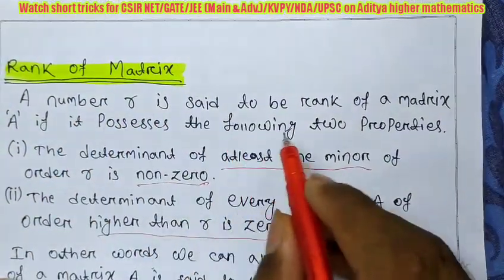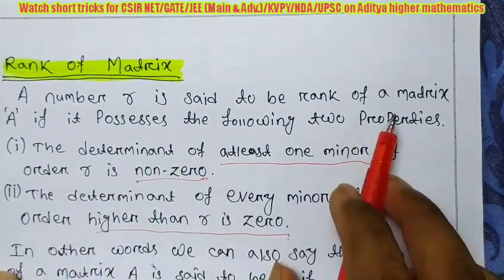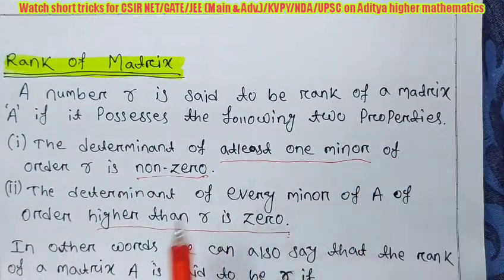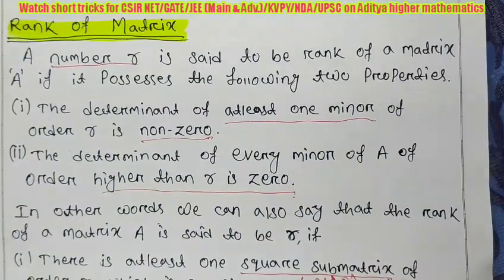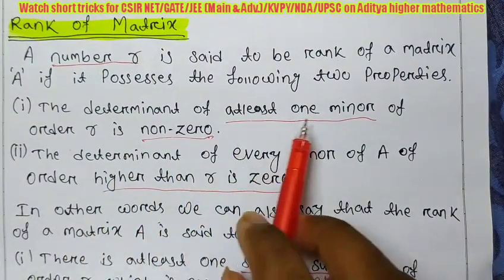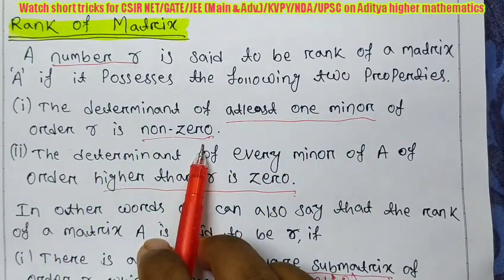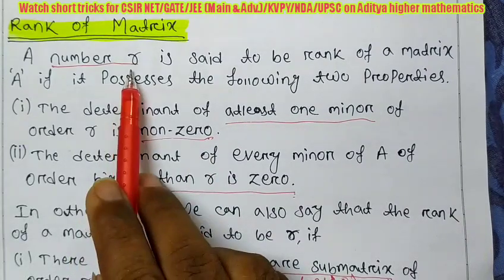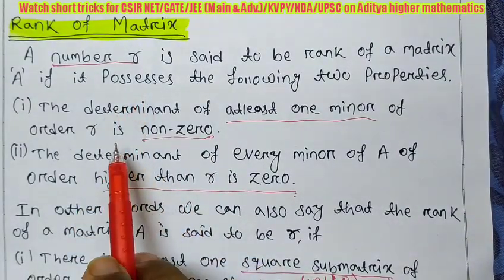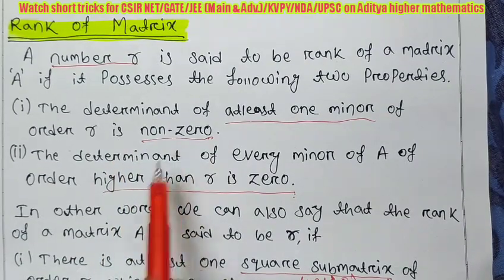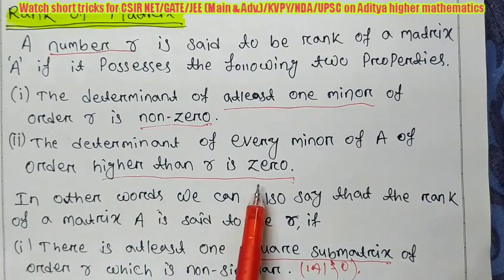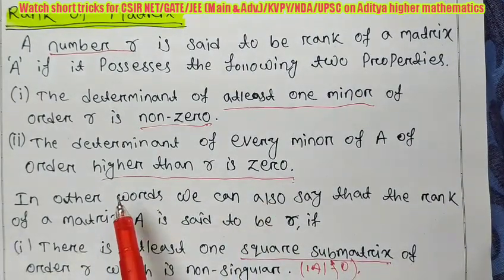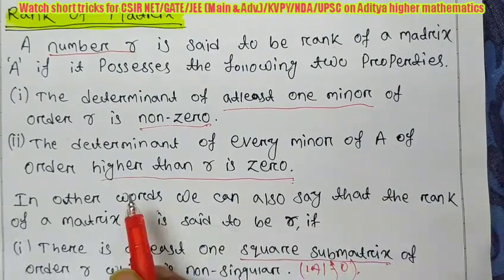Actually a number R is said to be the rank of a matrix A if it possesses the following two properties. That means we will say one number R is the rank of the matrix. Then what are the properties? The determinant of at least one minor of order R is non-zero. That means if you are saying the rank is R, then an order R determinant must be non-zero. And the second point is the determinant of every minor of A of order higher than R is 0. That means if you are getting one minor whose order is greater than R, then its value is 0.